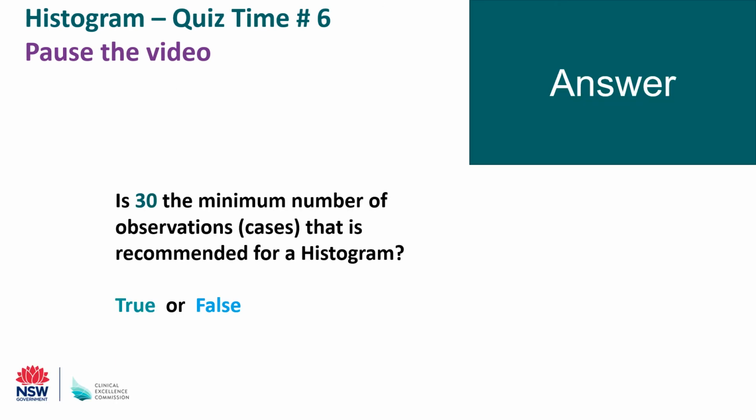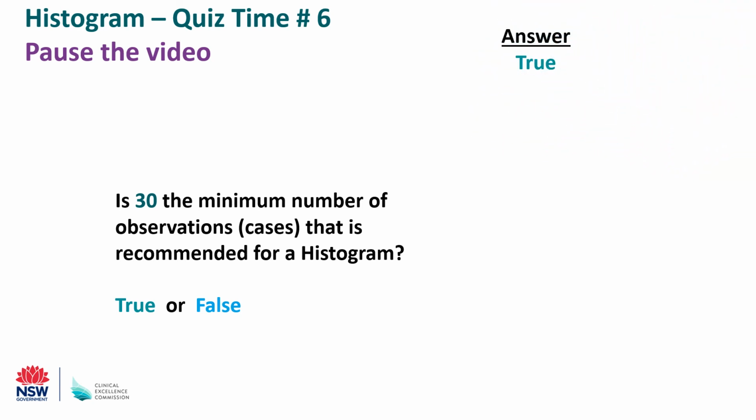Okay, quiz number 6. Is 30 the minimum number of observations or cases or data points that is recommended for a histogram, true or false? Pause the video if you'd like. And the answer is true. The minimum number of cases that we prefer to see in a histogram is 30 to give that degree of belief.